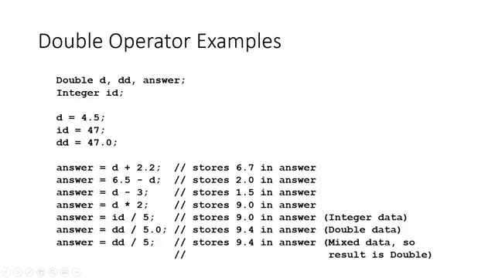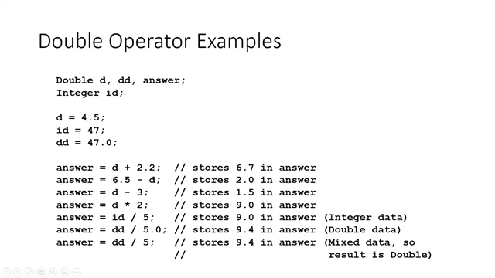Okay, so here I have 3 doubles, d, dd, and answer, and integer id. Okay, so as you might expect here, 4.5 plus 2.2 is 6.7. 6.5 minus 4.5, it's not just 2, it's 2.0. Okay, so the result has to be a double, which has to have a digit to the right. It could be 0 after the decimal point. D minus 3 would be 1.5. So notice I'm subtracting an integer, but it's converted to 3.0, and then it would give you 1.5.